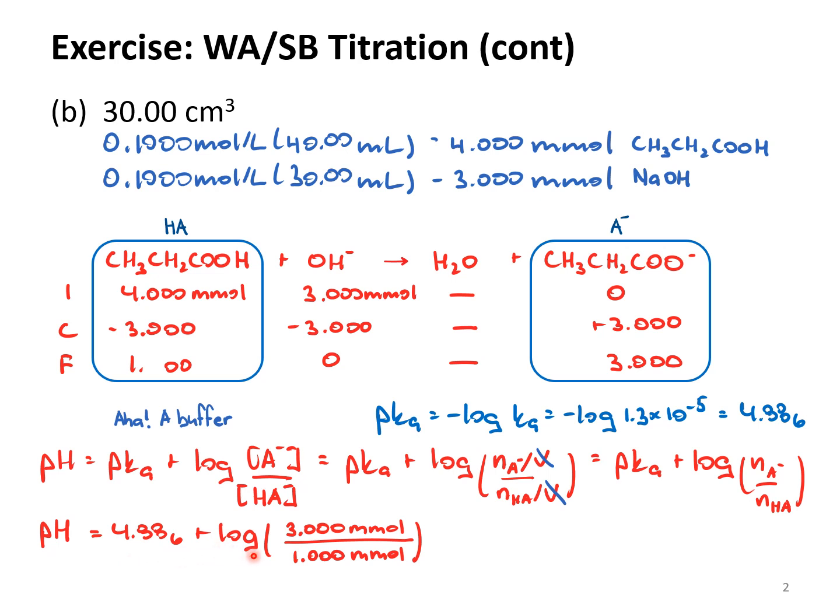4.886 plus log of the number of millimoles of A minus, which is 3 millimoles of A minus, divided by the number of millimoles of HA, which is 1 millimole of HA. You'll notice that the millimoles in the numerator and denominator cancel, which gives us a pH of 5.363. And rounding to 2 sig figs, we get a pH of 5.36.